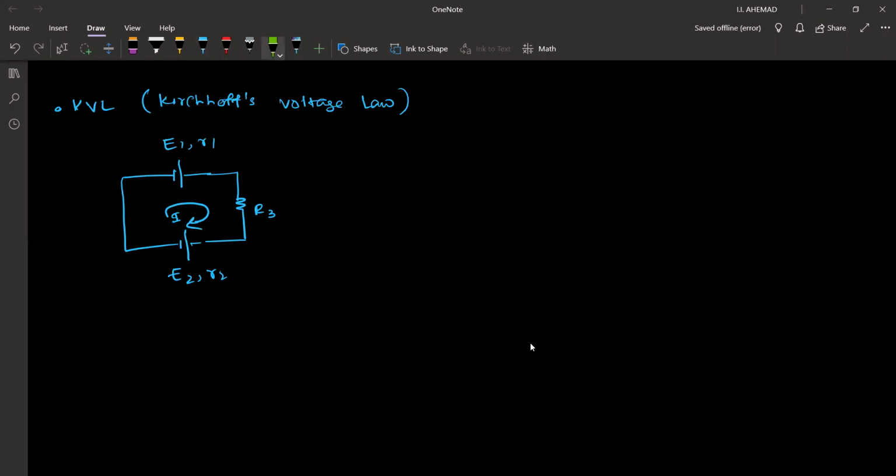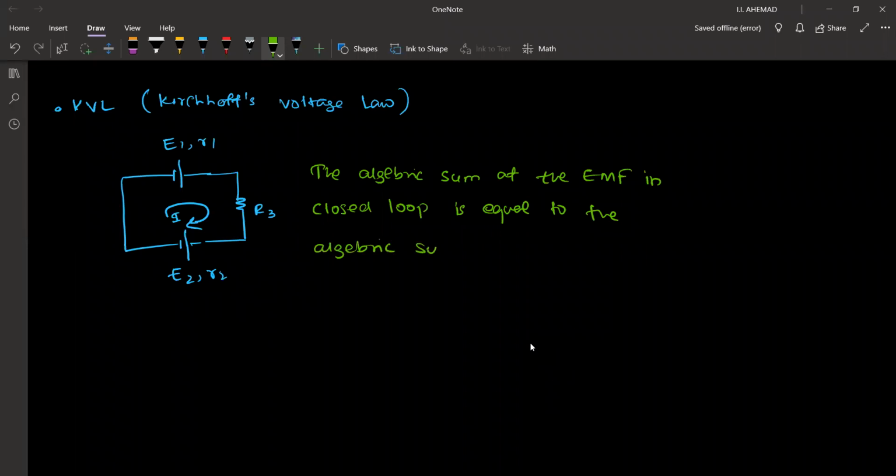So here, what he says is the algebraic sum of EMF in a closed loop is equal to the algebraic sum of the potential drop in the loop.